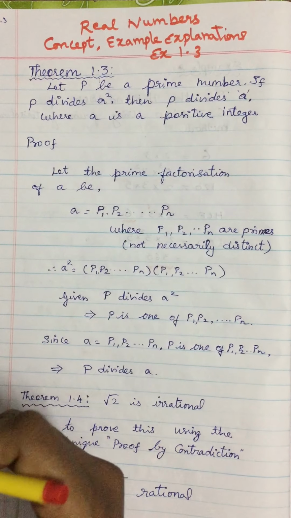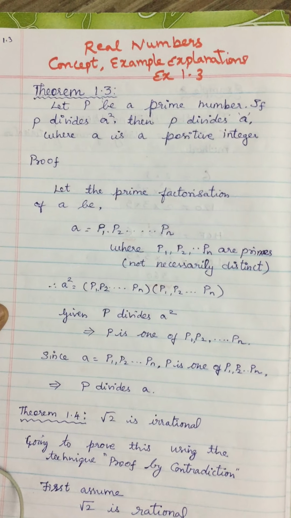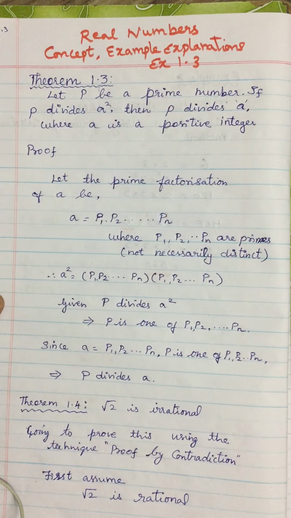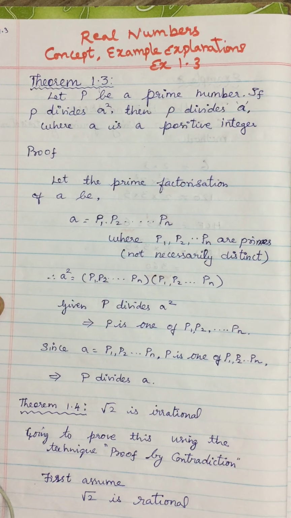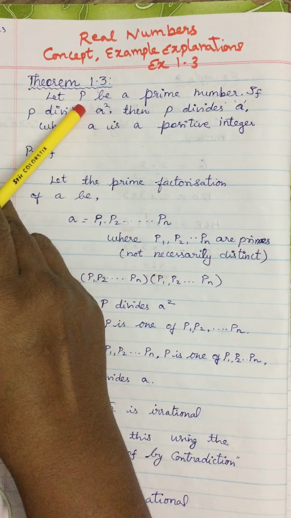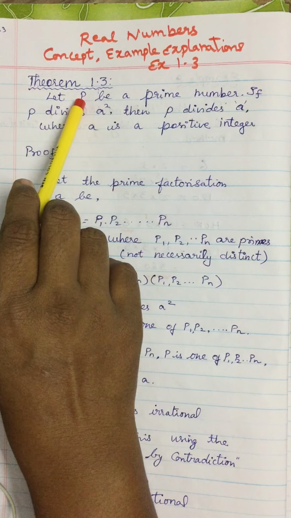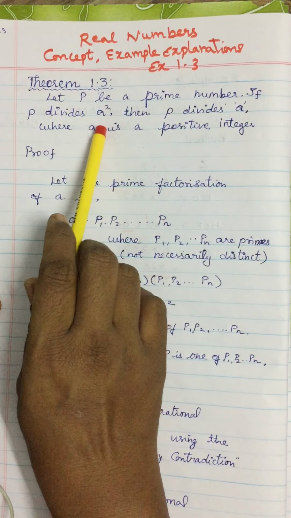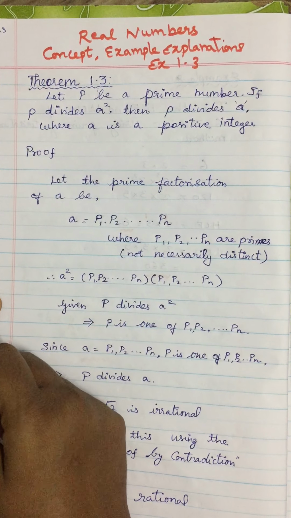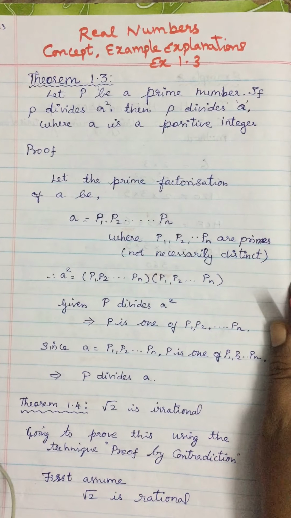So first, theorem 1.3. What does your theorem 1.3 say? Let P be a prime number. If P divides A square, then P divides A, where A is a positive integer. So coming to the proof. As per your theorem, whenever a particular prime number divides A square, then that same prime number should also divide A, where A and A square are nothing but some positive integers, right?